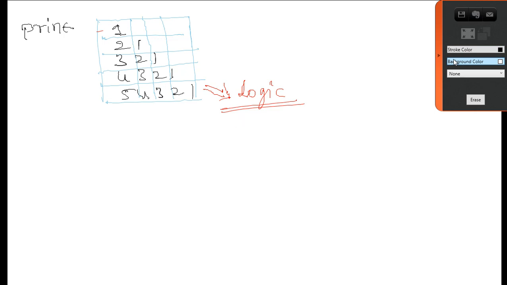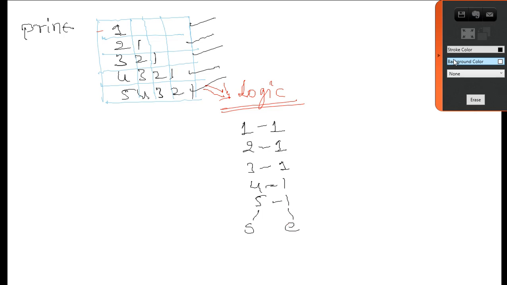Fine. So what is that? Let us take here. What is the first row? First row contains 1 to 1. Second row is 2 to 1. Third row is 3 to 1. Fourth row is 4 to 1. Fifth row is 5 to 1. Okay, and tell me, these are the starting values and these are the ending values. Which side values are changing?